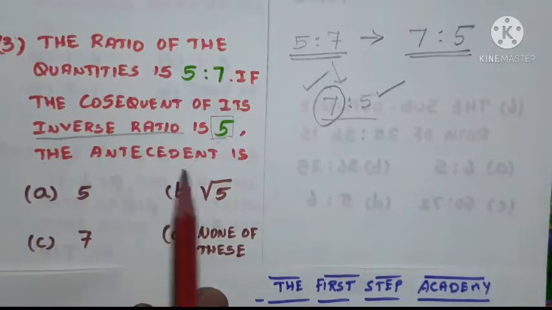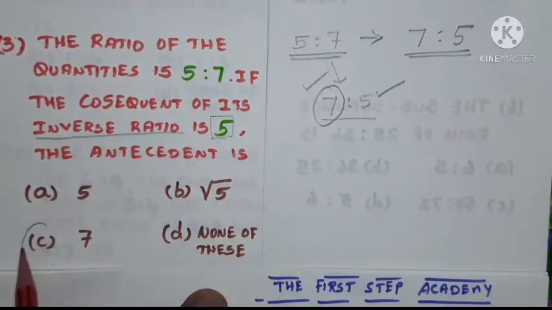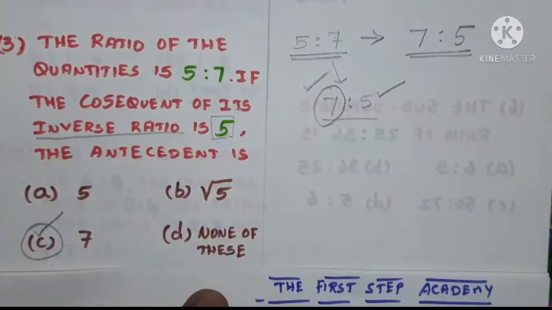What is the antecedent? So the antecedent is 7. Look at the option. Option C is the right answer for this particular problem. Hope you understand, right? We'll go to the fourth one.